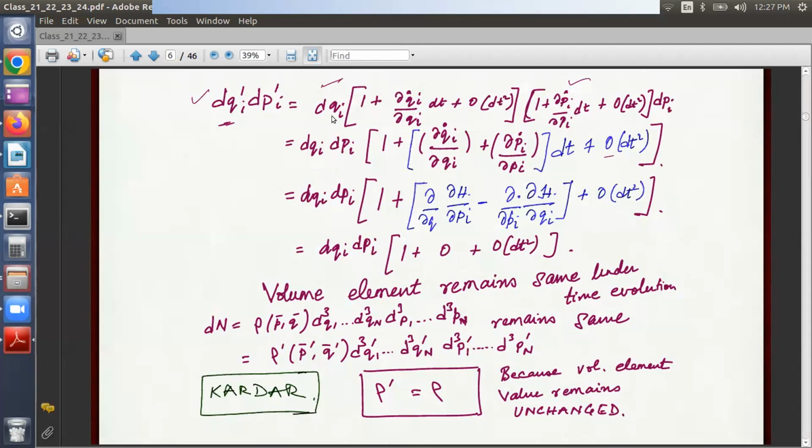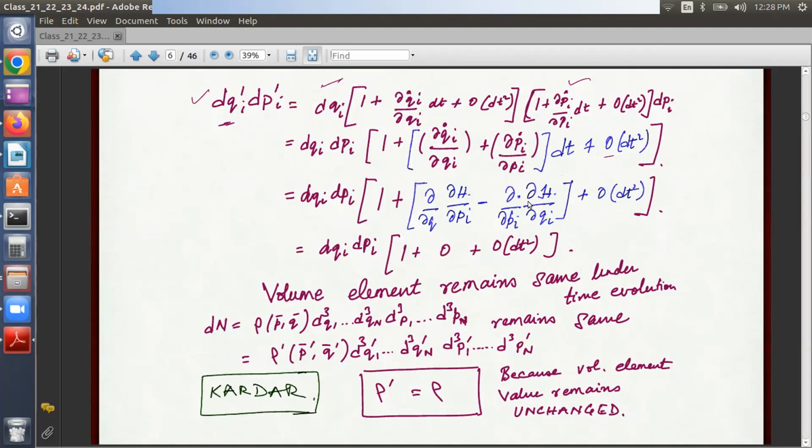So this becomes in that case dq_i dp_i times 1 plus this term plus this term. Basically this term multiplied with this term gives the term between the two blue brackets, and if you multiply this term with this term, that is giving you terms of order dt square, so we're going to ignore all of that. Now this itself, if you substitute q dot as del H del p_i, and if you substitute p dot as minus del H del q_i, right?